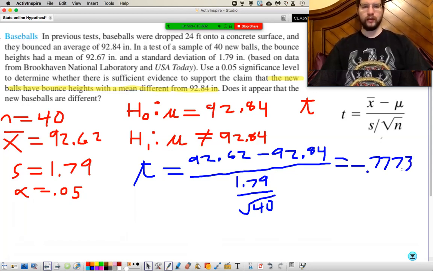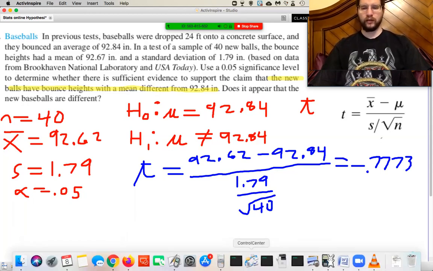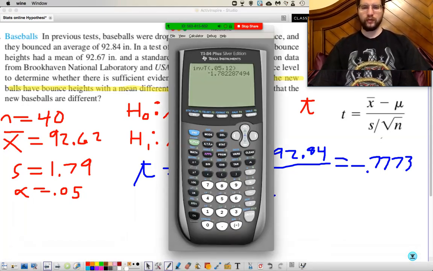Okay. So I'm going to do the traditional method. Well, let me show you on the TI. So stat, test, 92.84. X bar was 92.62. S was 1.79. N was 40. And we have a two tail. That matters for P. Your test statistic will be the same.